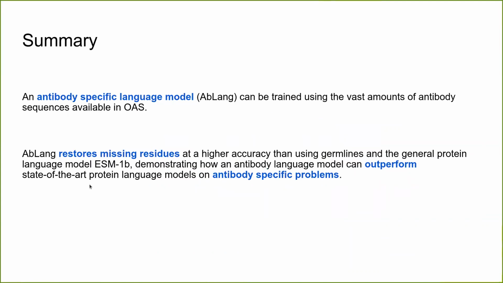All in all, we have shown that it's possible to train an antibody-specific language model because of the vast amount of data that is available in OAS, and we have shown how AbLang can restore residues better than the germline baseline, as well as a general protein language model. And this also demonstrates why it makes sense to train an antibody-specific language model for antibody-specific problems.